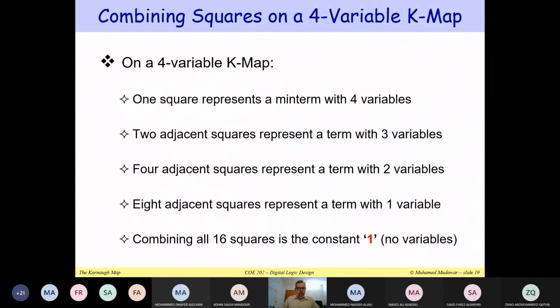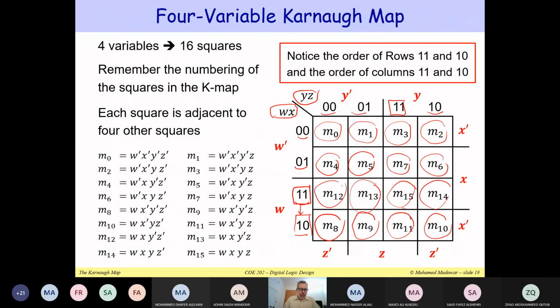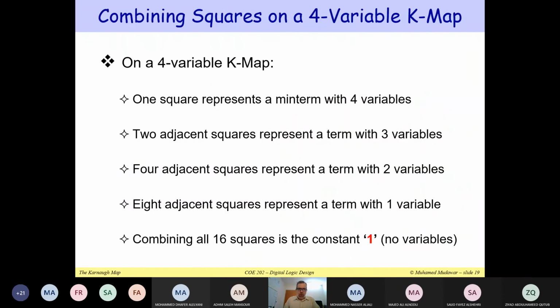Once we have the 4 variable Karnaugh map, we have 4 rows and 4 columns, so these are 16 squares. If you have 1 square, it will be a minterm with 4 variables, as we have seen in this slide. Each minterm will contain all the 4 variables, like minterm 0 here, W prime, X prime, Y prime, Z prime, and minterm 15, which is W, X, Y, Z. All the 4 variables may or may not be complemented, with prime or without prime. These are 4 variables or 4 literals. They are called literals. So if you have 1 square, it will be a term that has 4 variables.